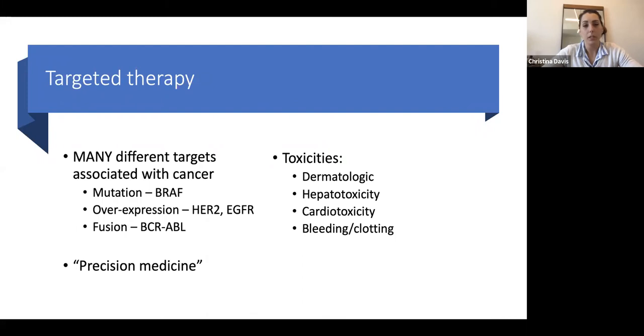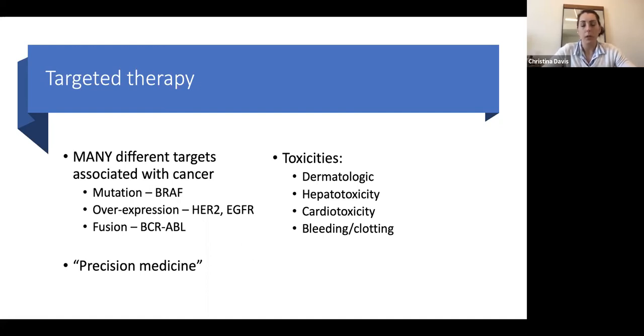Targeted therapies. So like I said, there are many different targets associated with cancer, and they're not even necessarily in the same category of types of mutations. So you can have, like with a BRAF mutation in melanoma, it can be really just a point mutation. You can have an overexpression or a fusion. So there's a lot of different targets that have been identified in a variety of different types of cancer. So targeted therapy really is a very broad term. But I put some examples here. These are some really good examples, which we'll go over on the next slide.